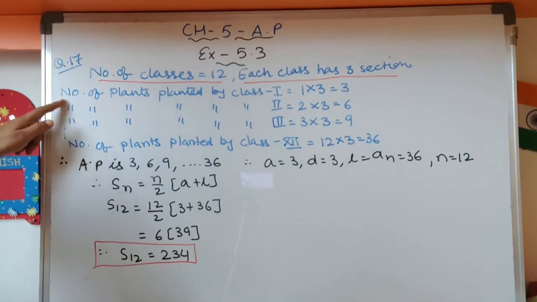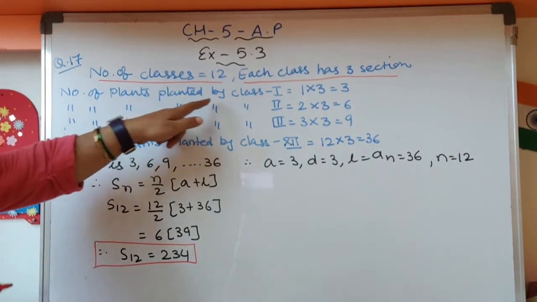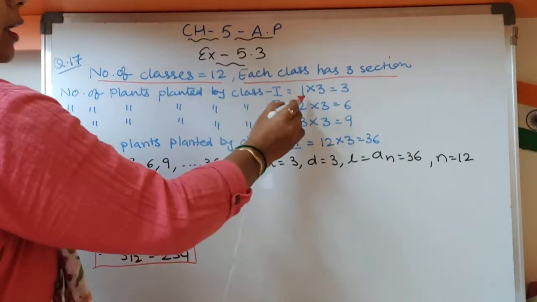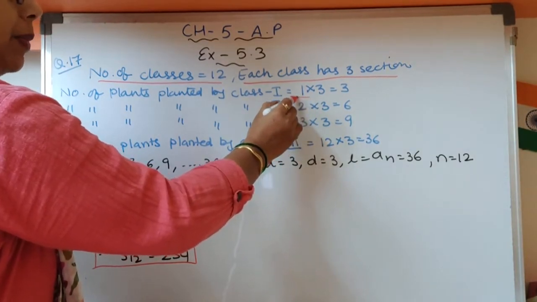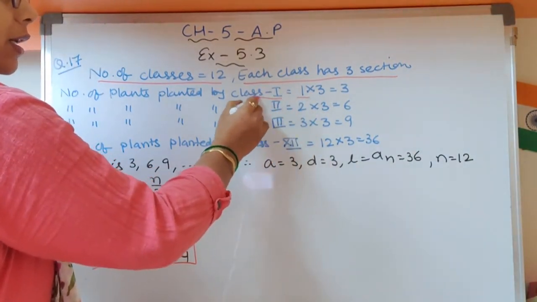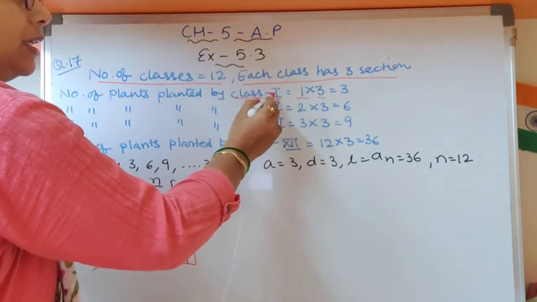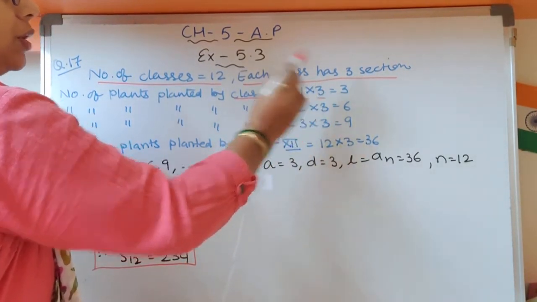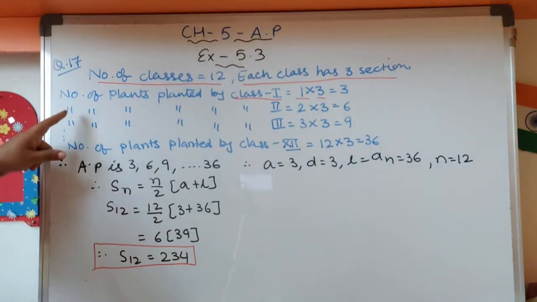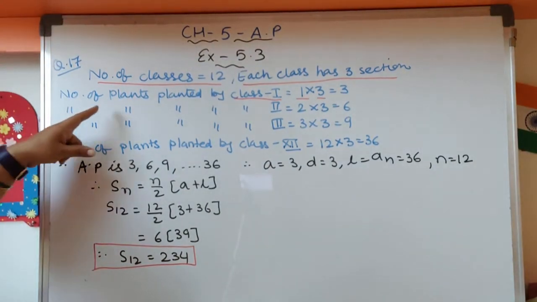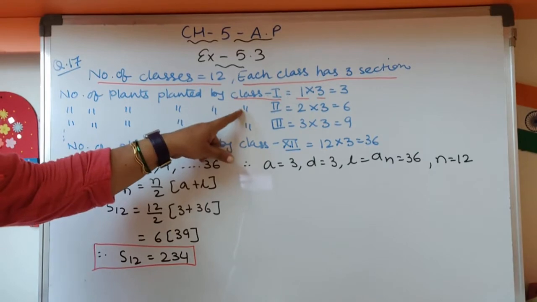Okay, and the number of plants planted by class 1, one plant for each section because it is class 1, and such class 1 has 3 sections. It means 1 into 3 is equal to 3. Now the second one is the number of plants planted by class 2.